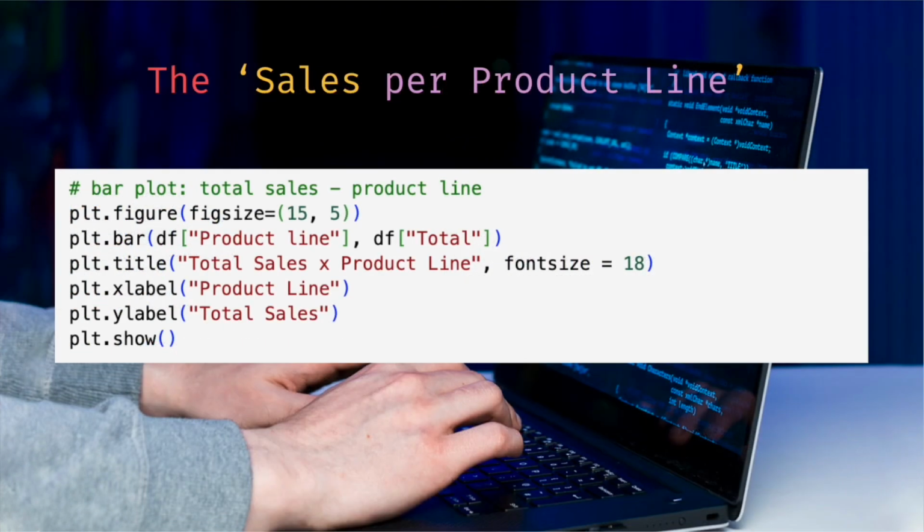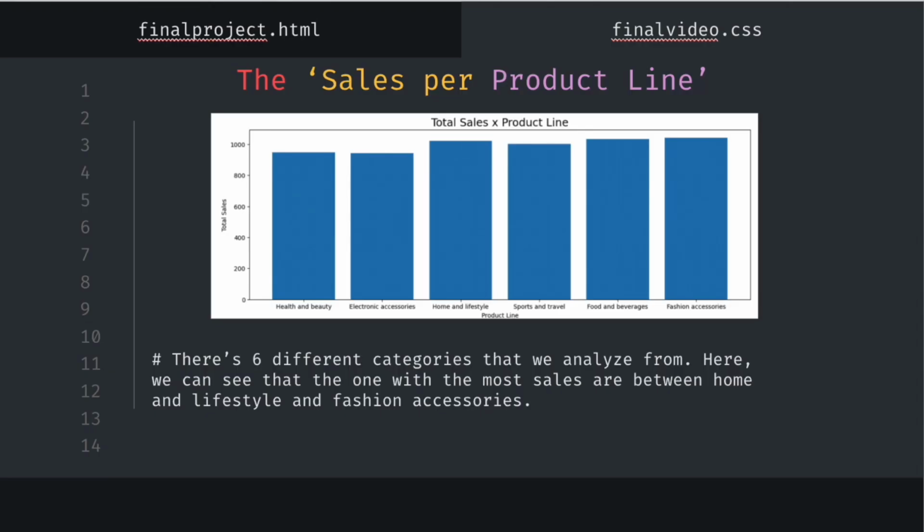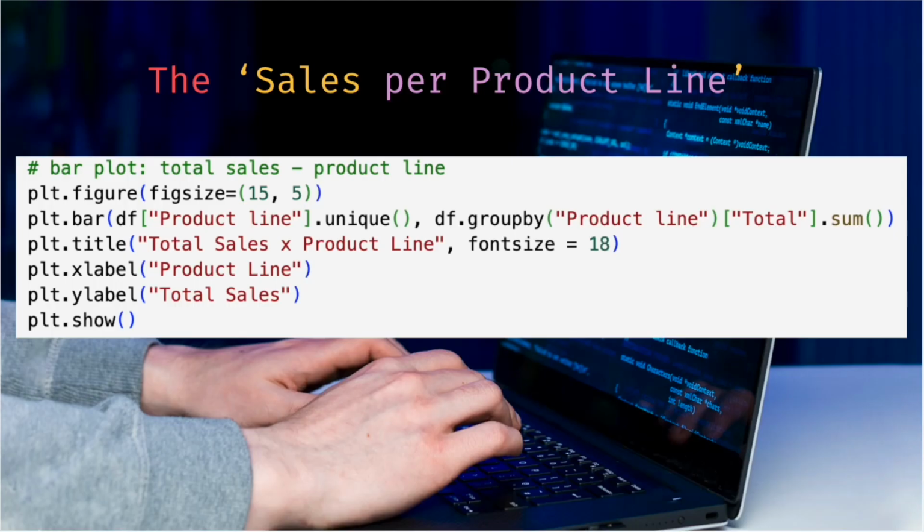Next, we analyze sales per product line or by categories, and here we use a bar plot, which can be seen in the code. We see that in the x-axis we put product line, while the y-axis is the total sales. We have analyzed 6 different categories, and here we can see that the most sales are between home and lifestyle and fashion accessories. However, in the previous graph, the values are not the true ones.